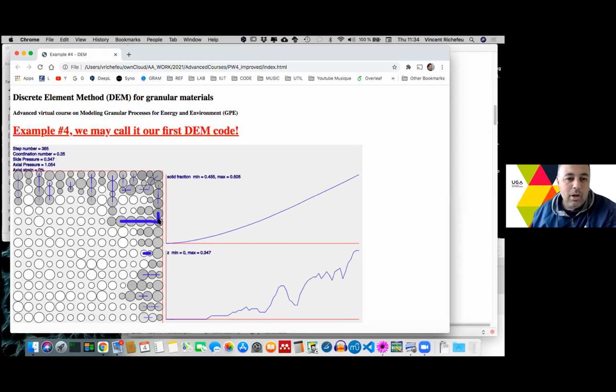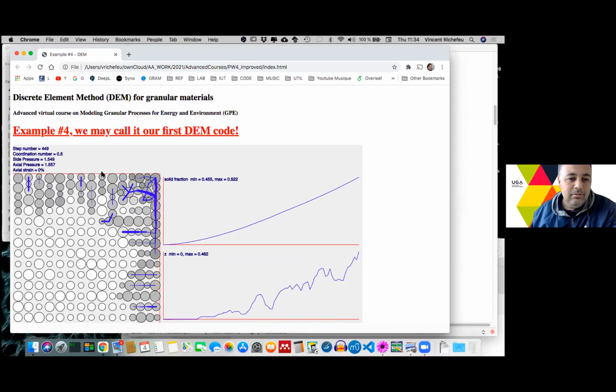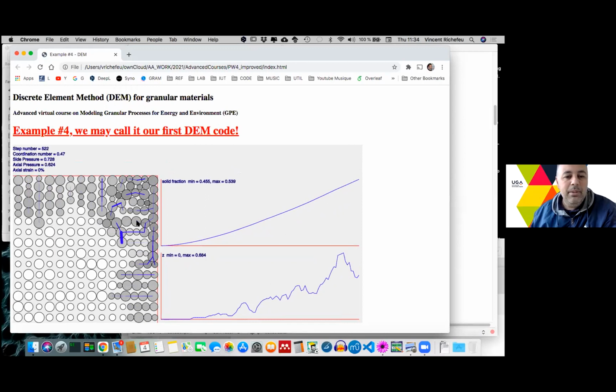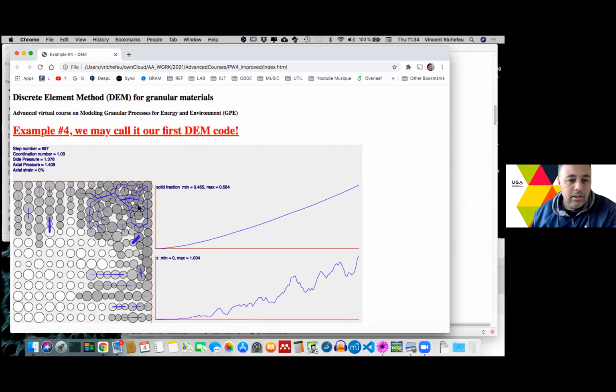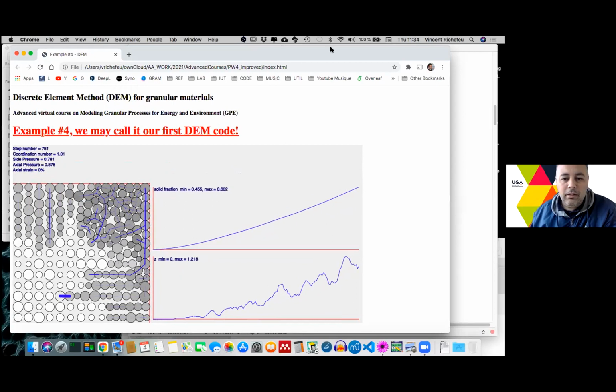I do not understand why. Here the time step is bigger than the critical time step, and it's still working. Maybe not at the end. Okay, let's continue.